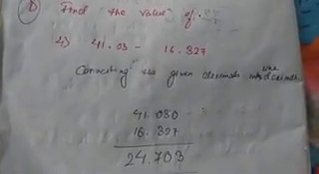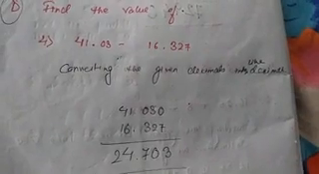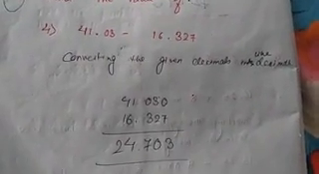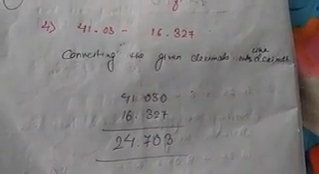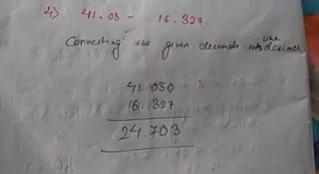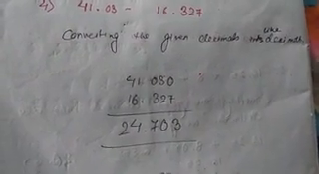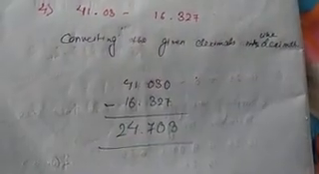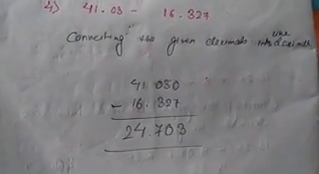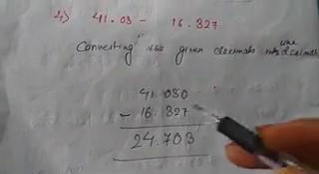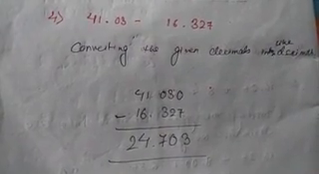Here, find the value of number 4, 41.03 minus 16.327. So first convert the given decimals into like decimals, as 16.327 has the maximum decimal places. So first convert 41.03 into 3 decimal places. So here 41.030, by adding 0 to the right side, we'll convert the number into like decimals.